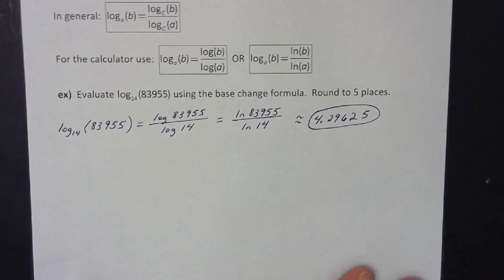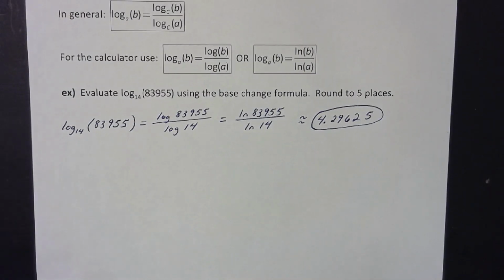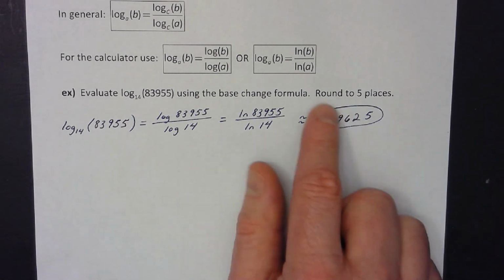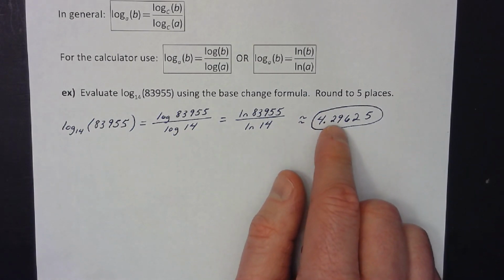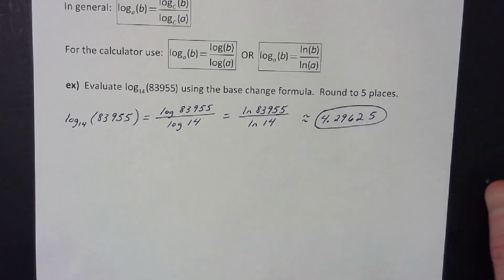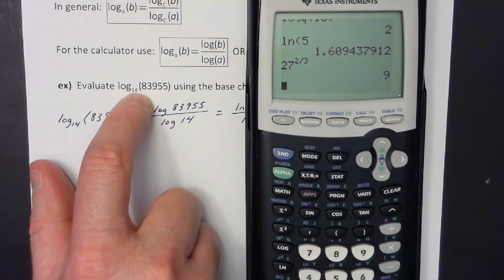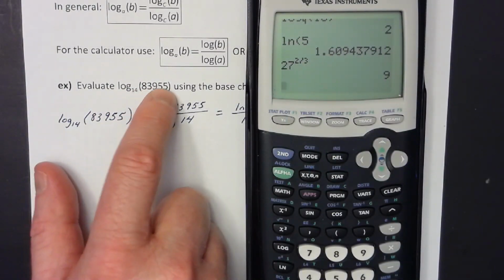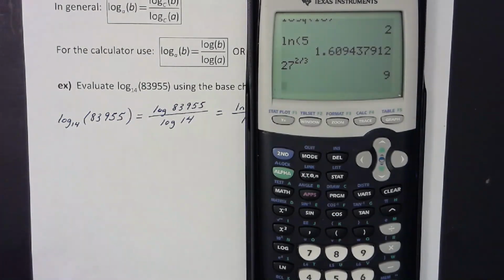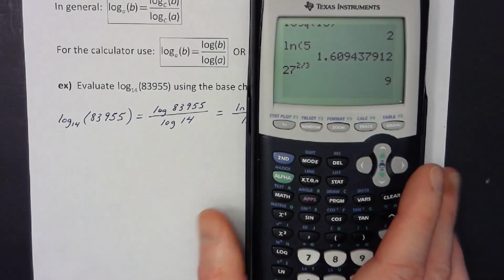So if I'm asking you to evaluate the log base 14 of 83,955 using the change of base formula. Now I already have the answer here, but let's show where that comes from. This is literally asking you, what power would I have to raise 14 to in order to get 83,955? Pretty cool problem.